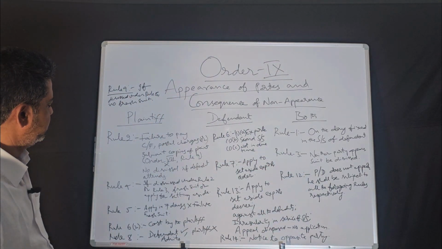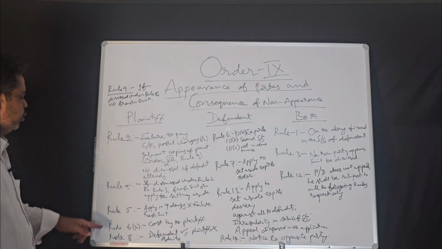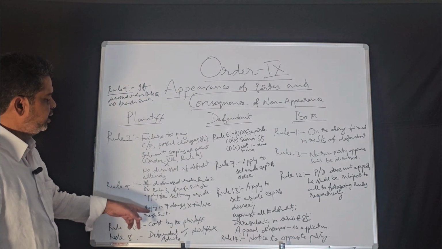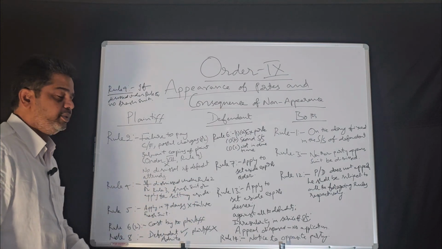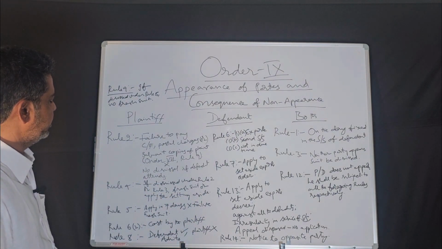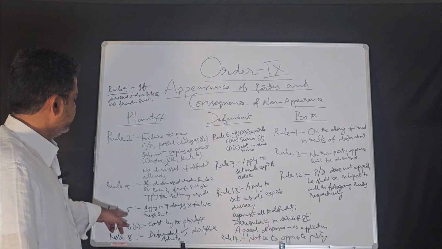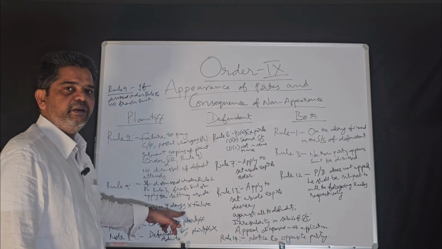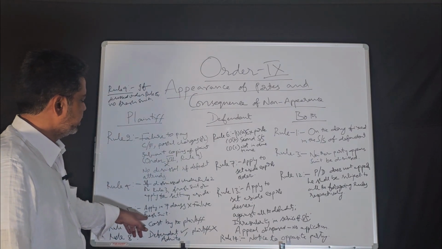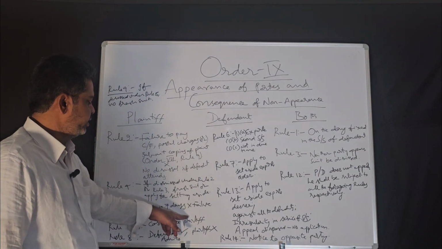of Order 9. Okay friends, rule 5 of Order 9 says that if the plaintiff fails to apply within 7 days from the date of return of summons unserved on the defendant, the suit of the plaintiff shall be dismissed, and the plaintiff is at liberty to file a fresh suit, of course subject to the law of limitation.